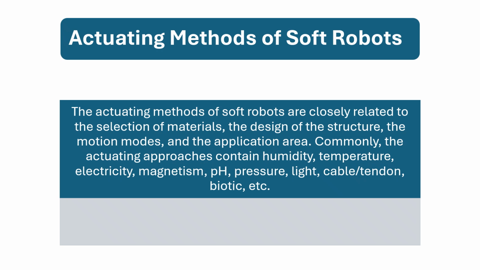So what is meant by actuating methods of soft robots? It means, in the preparation of soft robots, the kinds of materials used, the design of the structure, the different motion modes, and the applications, in what type of fields these soft robots are used, their application areas. Generally, the actuating methods contain humidity, temperature, electricity, magnetism, pH, pressure, light, and so on.